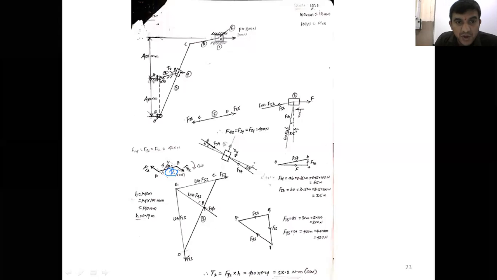Link 2 is subject to how many forces? Link 2 is connected to how many links? Link 1 and link 4, right? What is the force exerted at the hinge A? F12. We don't know the magnitude and direction. At hinge B here, F42. These two forces are parallel to each other, acting in opposite direction. We don't know the magnitude and direction. And at the same time, link 2 is subject to what? Torque T2.